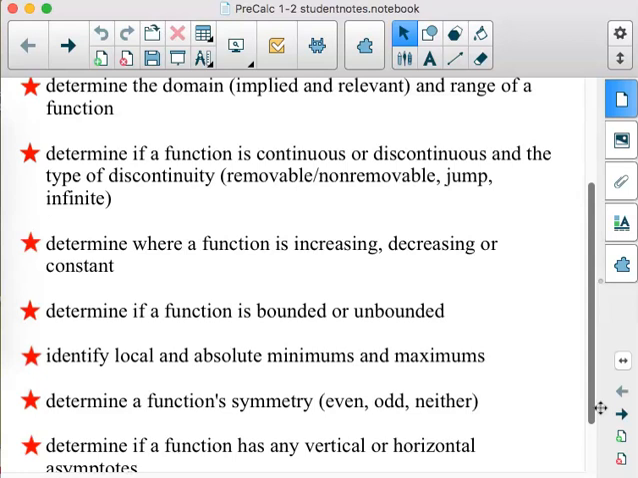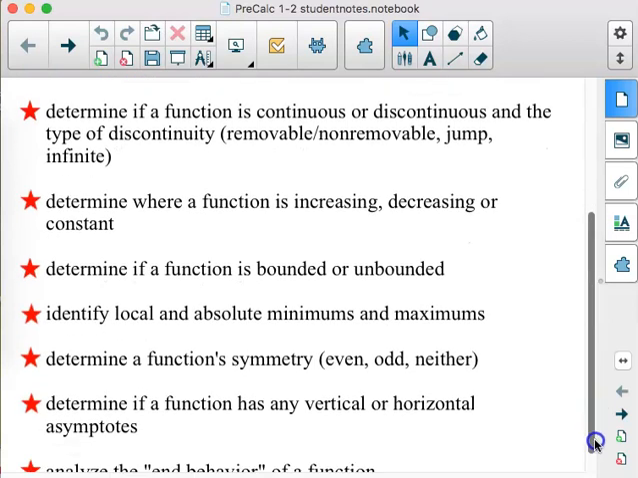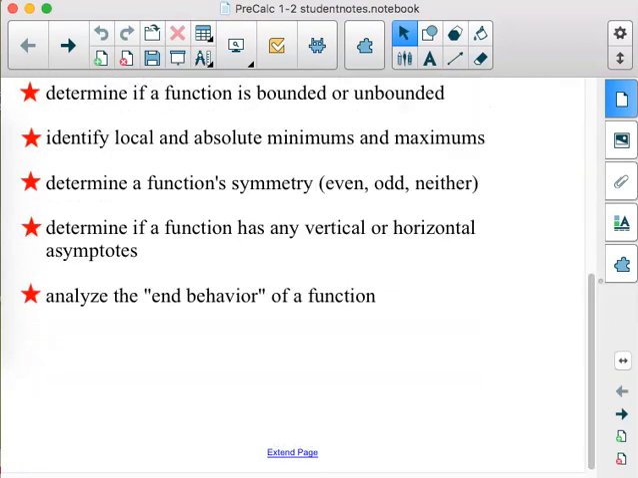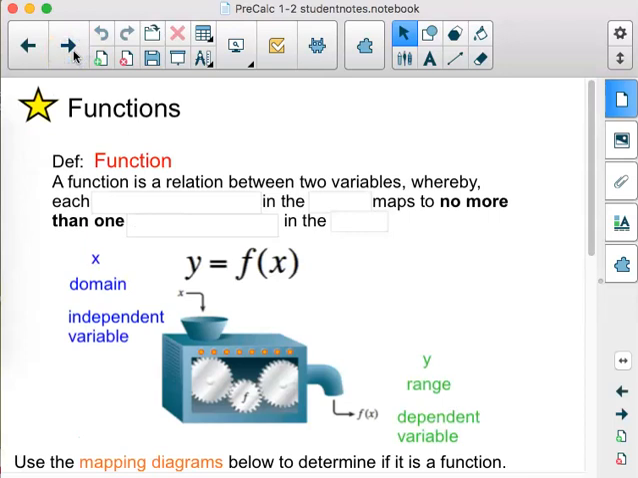Determine where a function's increasing, decreasing, or constant. Determine if it's bounded or unbounded. Identify local and absolute minimums and maximums. And then we've got this even, odd, and neither symmetry. And determine if a function has vertical or horizontal asymptotes. Analyze the end behavior of a function. If you didn't already, rate yourself before the lesson on all of those, because we're going to start.